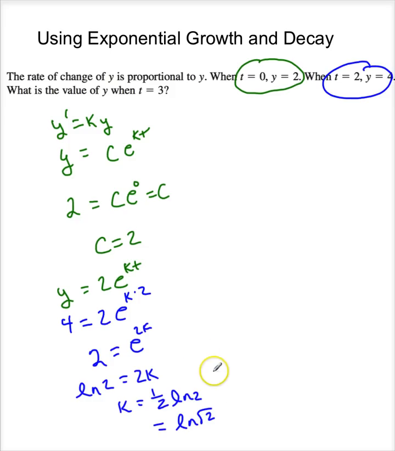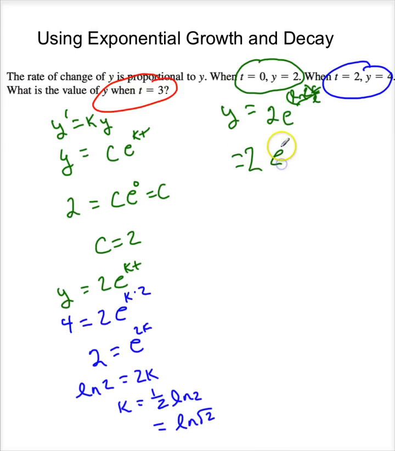That's fine. So my solution, oh, I'm not done. It says, what is the value when t is equal to 3? Well, the first thing I need to do is, of course, rewrite my solution. y is equal to 2e to the, now k is, let me rewrite that, 2e to the log of 2, I'll put the half out here, times t.